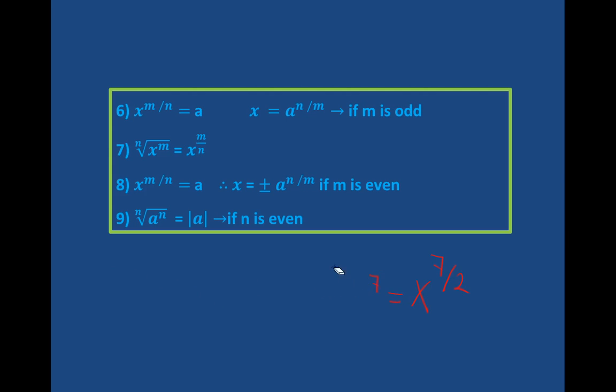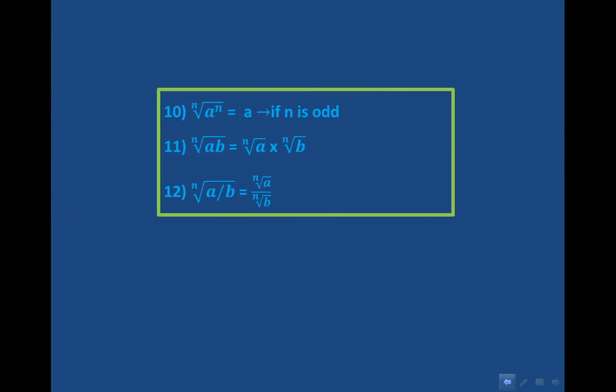Rule number 8: x power m over n. Take care of the difference between rule number 6 and rule number 8. x power m over n equals a. Therefore, x equals positive or negative a raised to the power n over m, which is the multiplicative inverse of the power of x. Here, you should write positive or negative in front of a if m is an even number. Rule number 9: the nth root of a power n equals the absolute value of a if n is an even number. And the nth root of a power n equals a if n is an odd number.